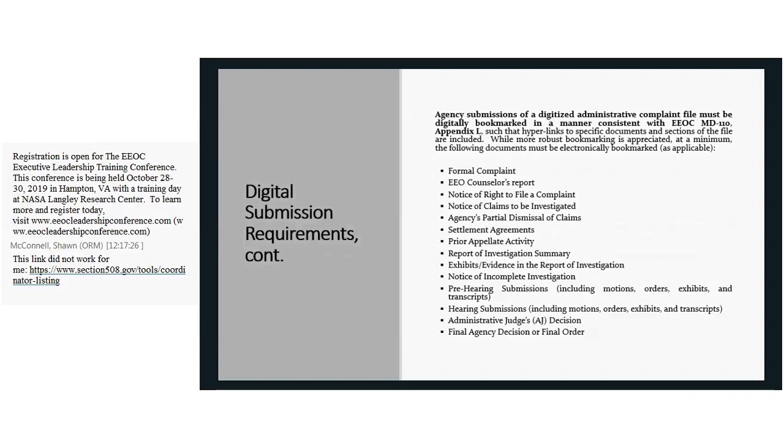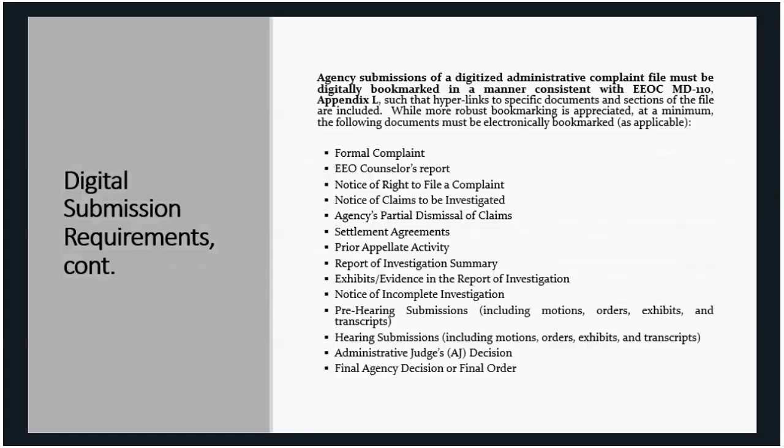The documents in the file will be determined by the type of appeal docketed. Types of appeal include those on final agency decision or final agency action. This can include decisions on settlement breaches, attorney's fees, and compensatory damages, decisions of the MSPB, and agency appeal of an administrative judge's decision. Listed in this slide are key documents that must be digitally bookmarked in accordance with MD 110, Appendix L.